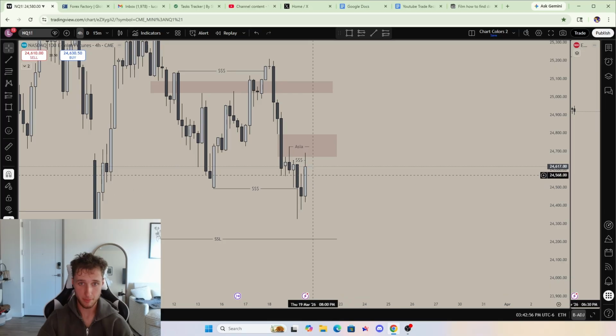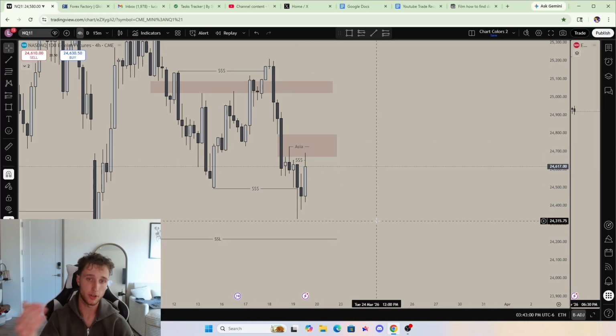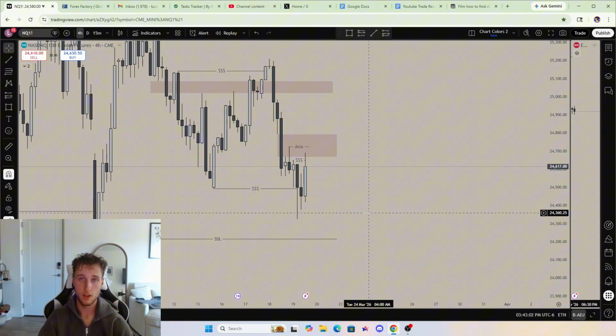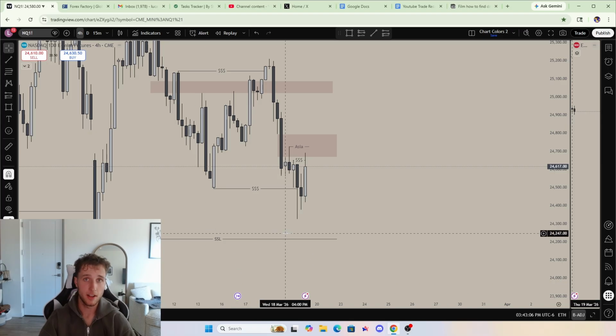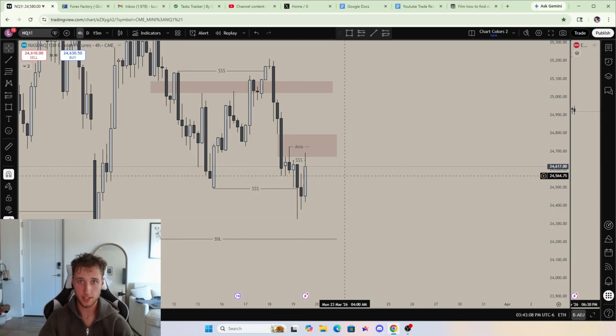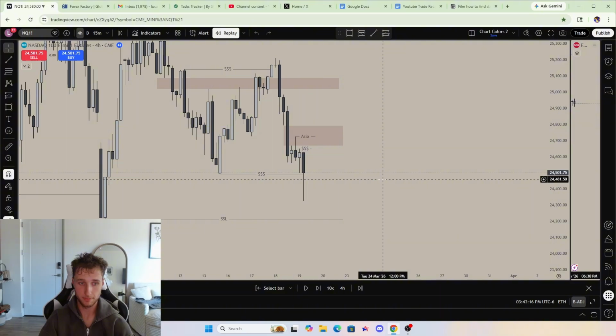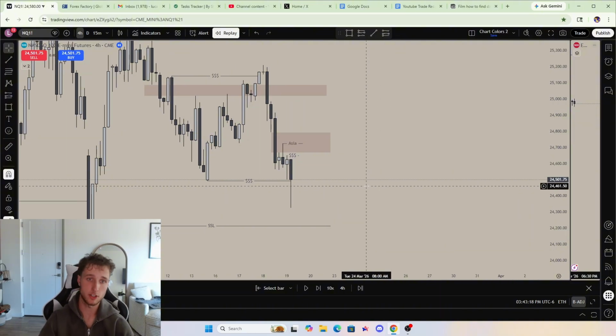Not to say that we can't come back up, take this internal high and move lower, right? But coming into market open, which right now it's obviously 3 o'clock so it's not market open, but coming into market open, I am bearish bias, right? So this is what we were looking at this morning.